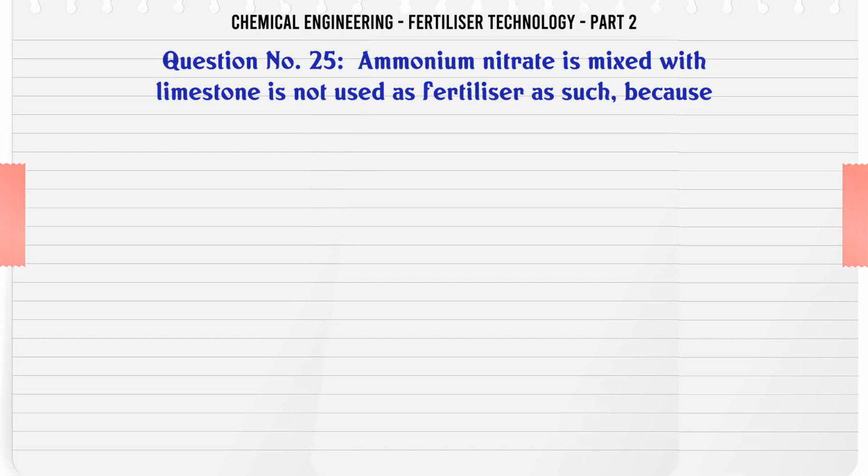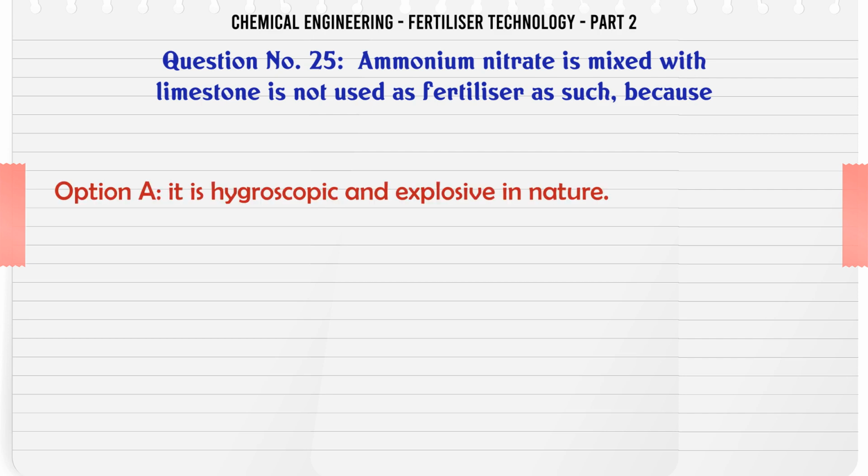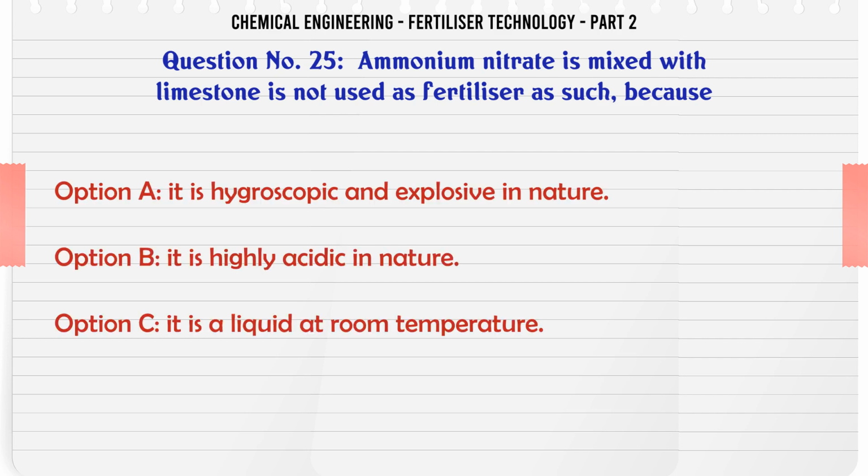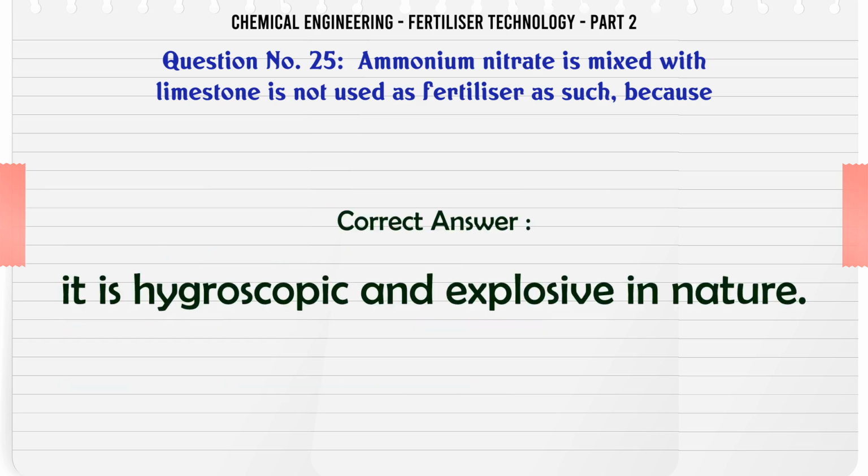Ammonium nitrate mixed with limestone is not used as fertilizer as such because A. it is hygroscopic and explosive in nature, B. it is highly acidic in nature, C. it is a liquid at room temperature, D. its nitrogen content is very less. The correct answer is it is hygroscopic and explosive in nature.